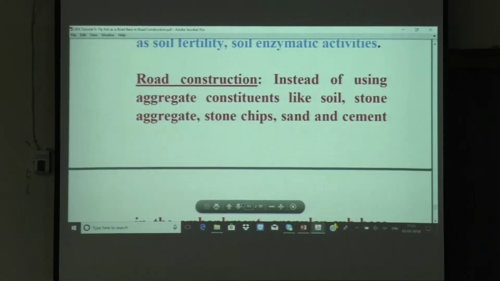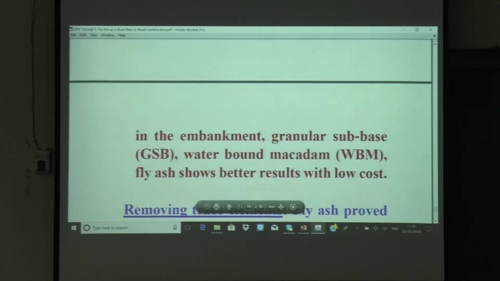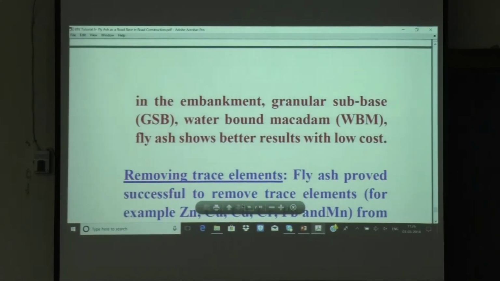Now coming closer to the end, road construction. Instead of using soil, stone aggregates, stone chips, sand and cement in the embankment, the granular sub-base, water-bound macadam, and all these things, if you put fly ash, they show better results with low cost.